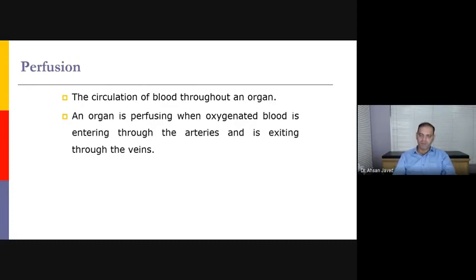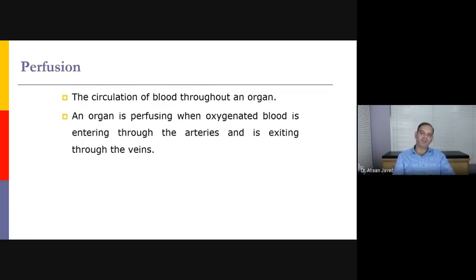And with perfusion, what happens is the organ is perfused when oxygenated blood enters through the arteries and exits through the veins. By perfusion, we mean that there is a constant flow of fresh blood through the arteries down to the cellular level. Then there is an exchange of gases and nutrients between the tissues and the flowing blood, and eventually this blood returns through the venous system.